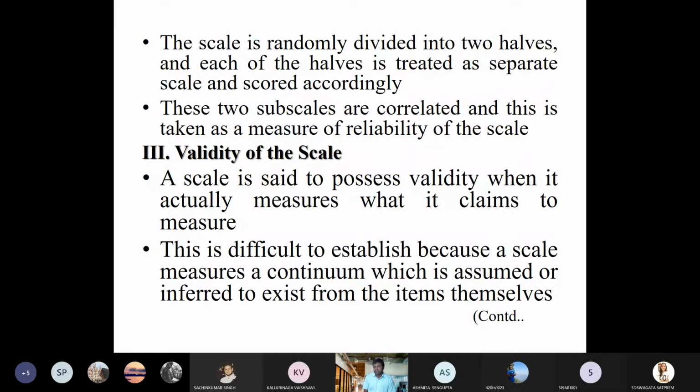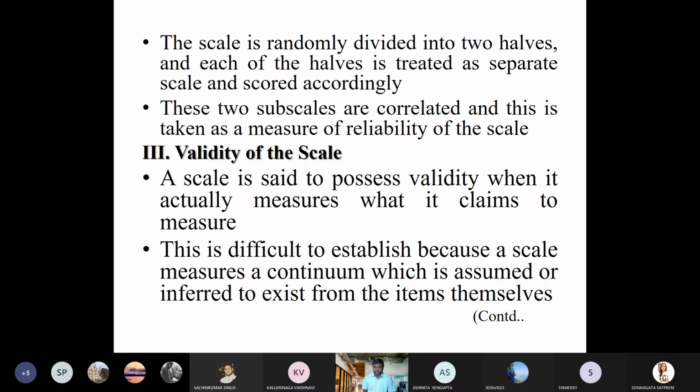Suppose you are wearing a watch, and the watch is for time, and if your watch is showing something else, not the time, then that watch does not have validity. So it means when you are taking a scale, you have fixed the objective of the scale, what exactly you want to measure from this scale. But if you find that your scale is giving something different, then your scale will not have validity. So you should be very careful about what exactly you want to get from the scale.